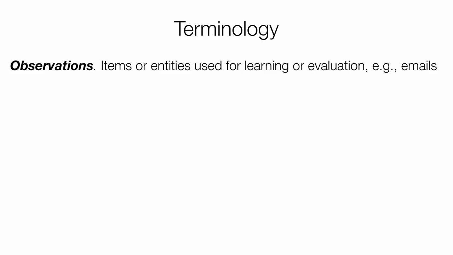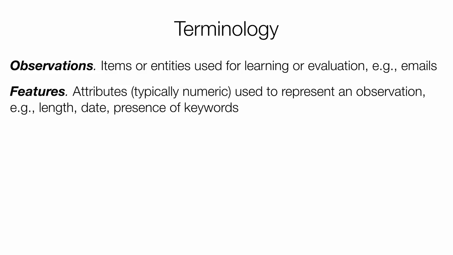Now let's introduce some common terminology we'll be using throughout this course. And to make this more concrete, we'll use the example of spam detection as a running example. So recall that machine learning involves learning from data, and these data points we'll call observations. And observations are items or entities used for learning or evaluation. And in the context of spam detection, emails are our observations. Features are attributes used to represent an observation. Features are typically numeric, and in the context of spam detection, they can be, for instance, the length, the date, or the presence or absence of keywords in emails.